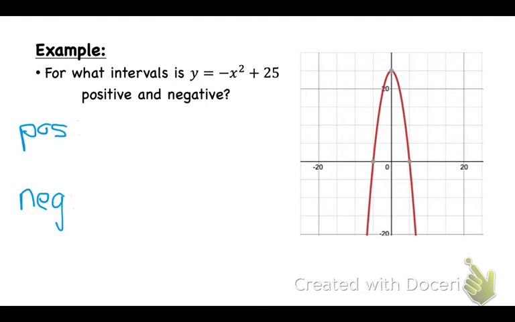Okay, who wants to try the first interval? Emma? Who wants to try the first interval? I just want one interval, one group of parentheses. Emma. Negative infinity, negative 5. Is it positive or negative? Negative. Okay. From negative infinity to negative 5.